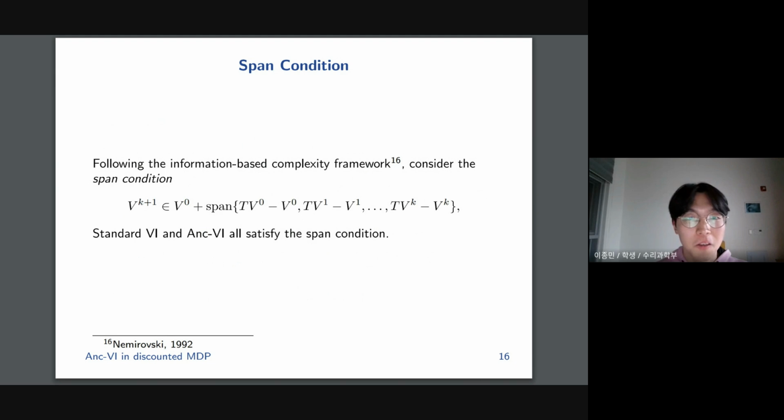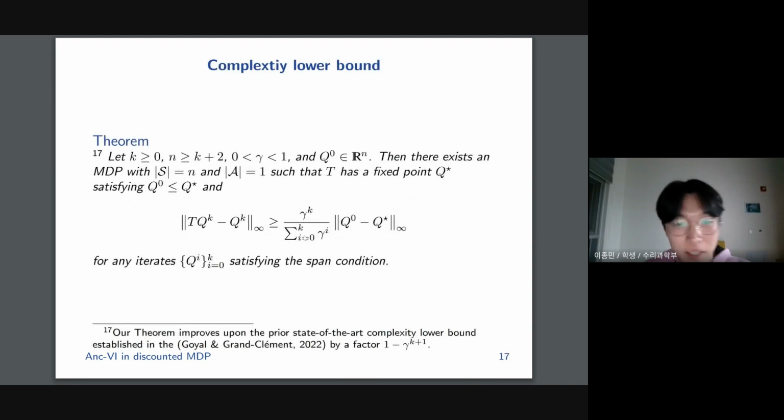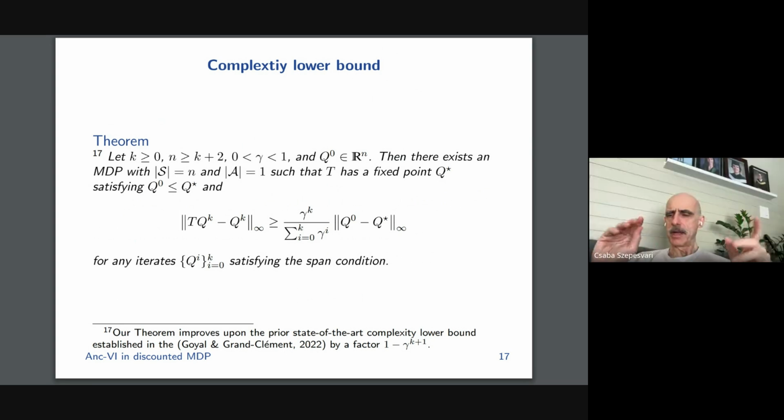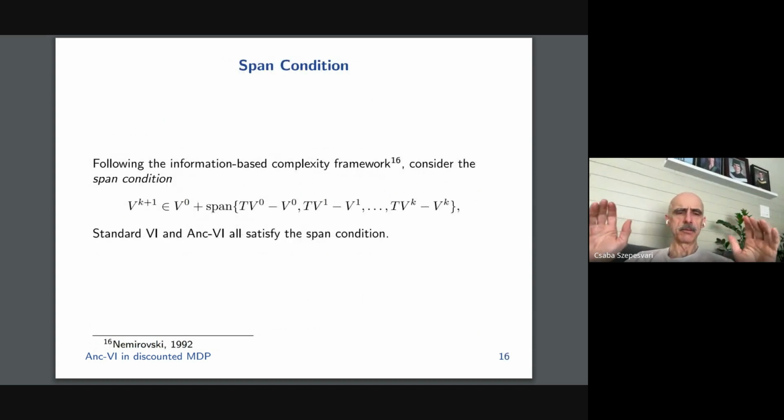This slide is about the complexity lower bound, but because of lack of time, I will just briefly explain. This lower bound basically says that if your algorithm satisfies the span condition, then the theoretical convergence rate of your method cannot be faster than this lower bound. I also want to point out that anchor VI and standard value iteration satisfy this span condition. Hence, their convergence rates cannot be faster than this lower bound. Usually this span condition comes up when analyzing gradient-type algorithms.